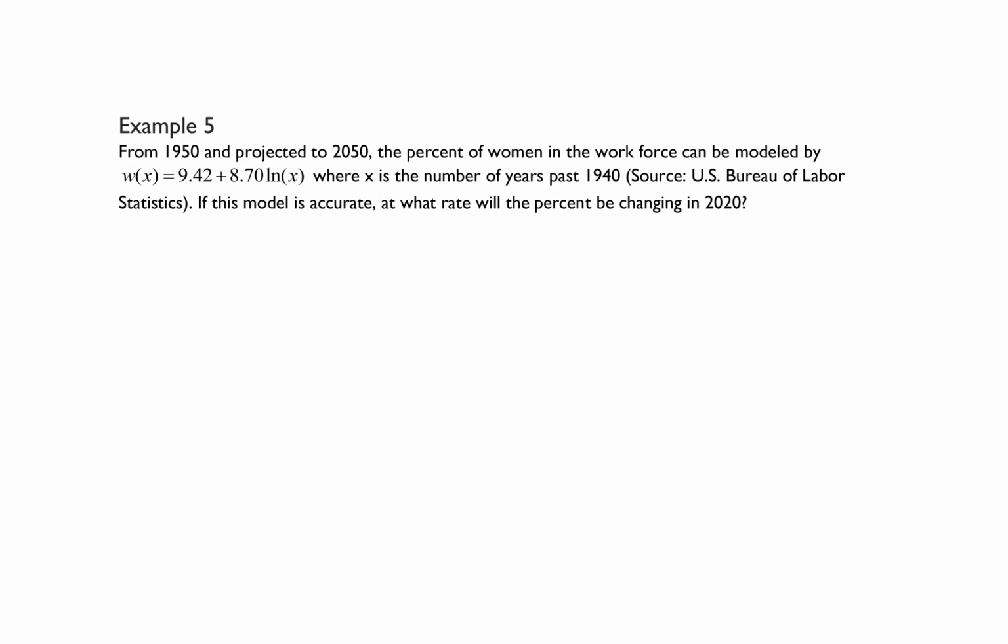Example 5 says, from 1950 and projected to 2050, the percent of women in the workforce can be modeled by W of x is equal to 9.42 plus 8.70 natural log of x, where x is the number of years past 1940. If this model is accurate, at what rate will the percent be changing in 2020?